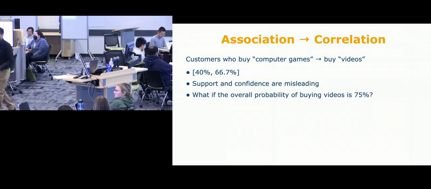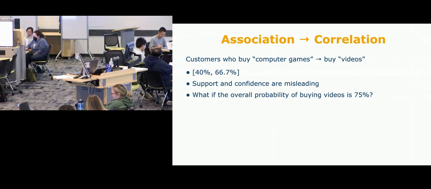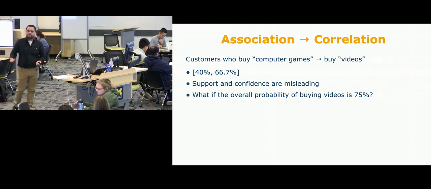So now, based on whatever we've studied for the last half an hour, if I have to make an association rule, and I'm working at a video game store, let's say Best Buy, we could say customers who buy computer games also buy videos, right? And the support of this rule is 40%, and the confidence is 66.7%. However, these numbers could be misleading, right? Because we don't have a baseline number. We don't have the base rates.